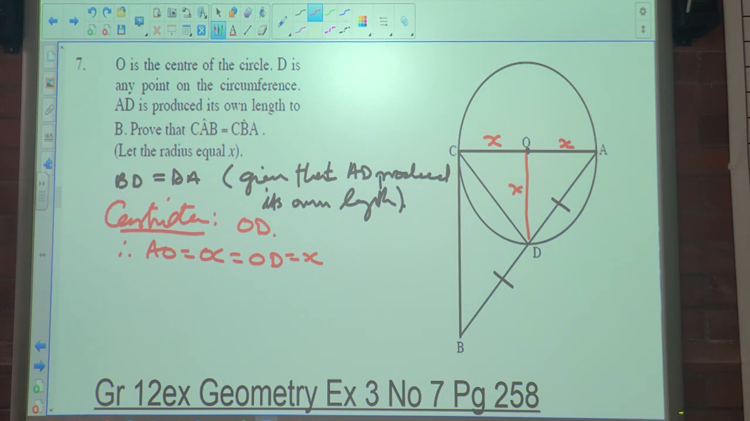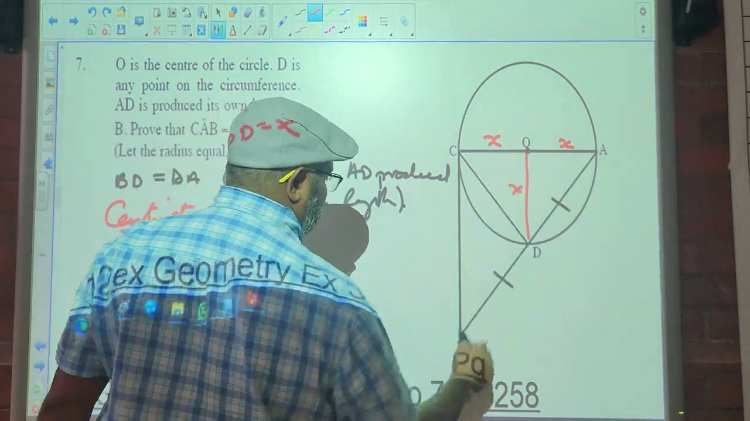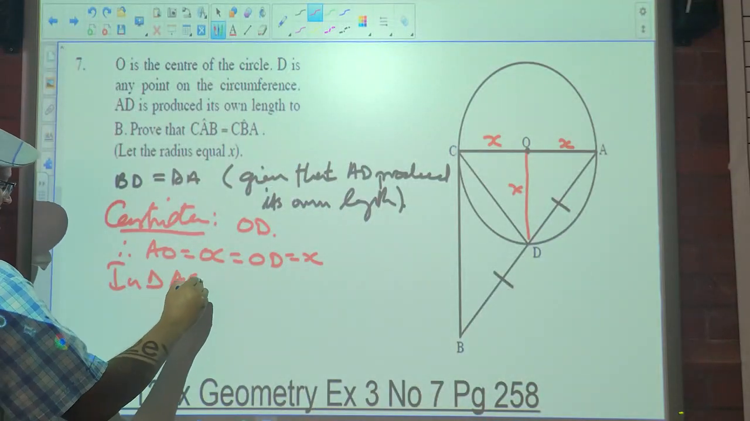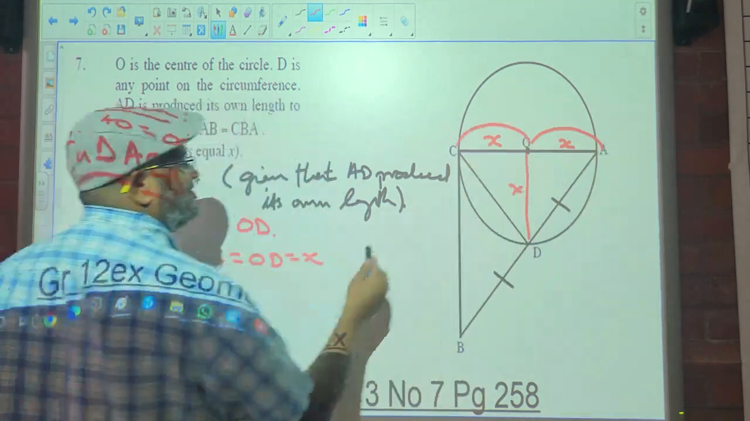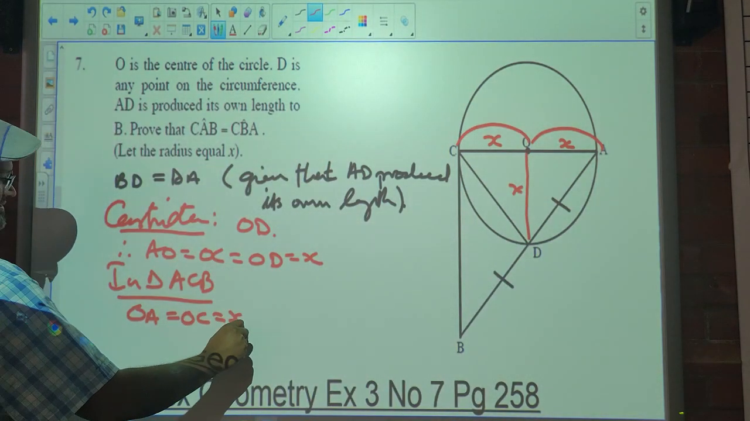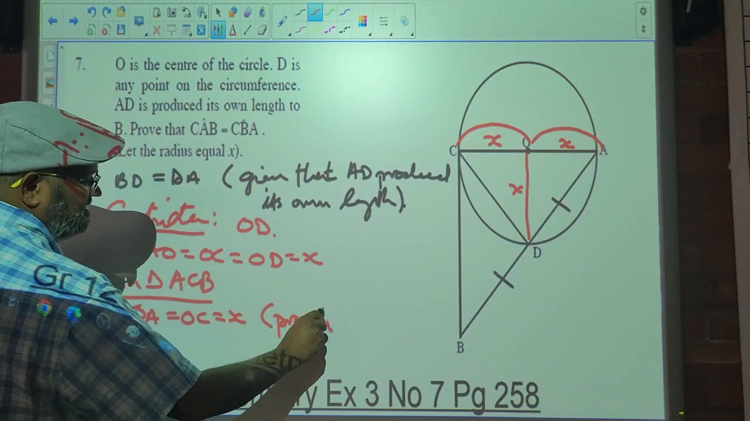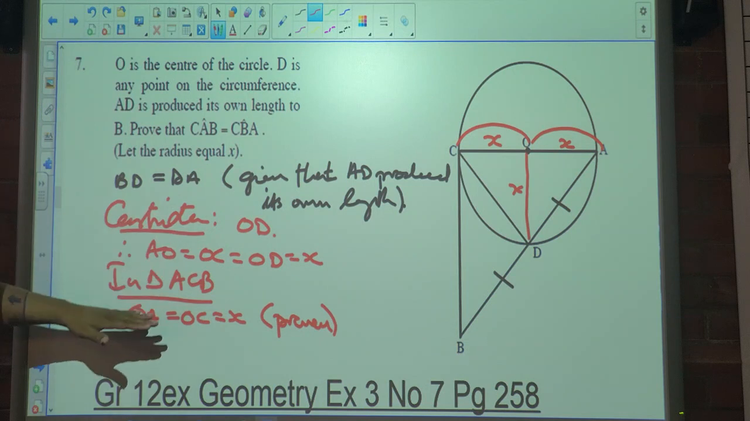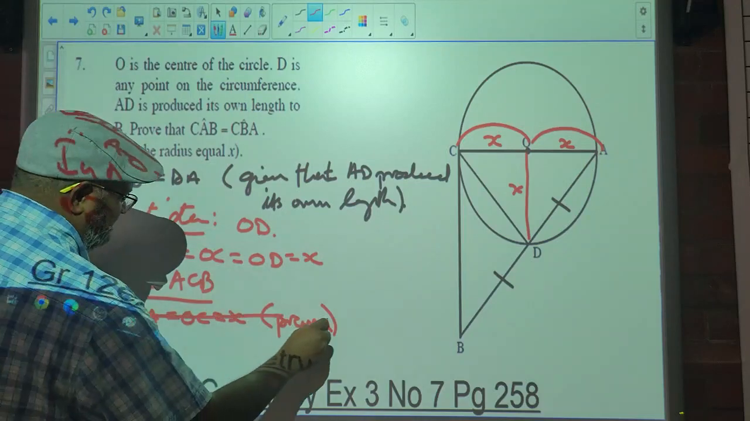Now what can we say? In triangle ACB, the big triangle, what do we know? We know that OA is equal to OC, which is equal to X. Why? Proven. Did I have to write this here? No, because that's still part of one sum. Okay? You don't have to write this. I think I should have just left it out.